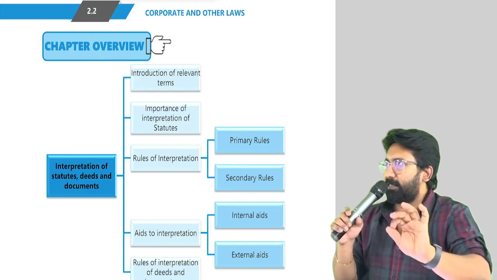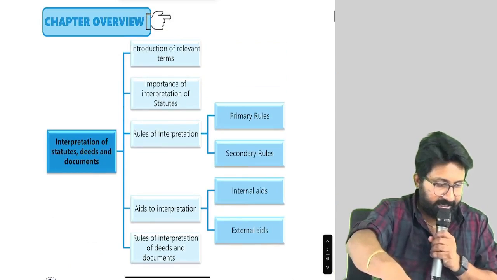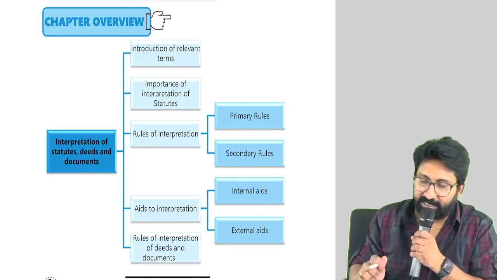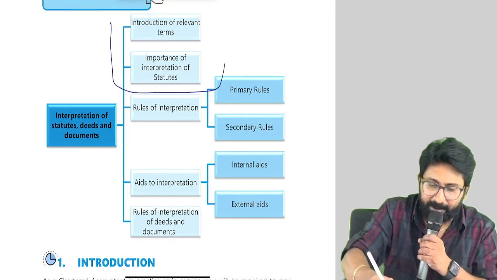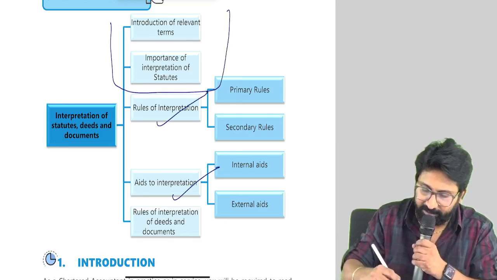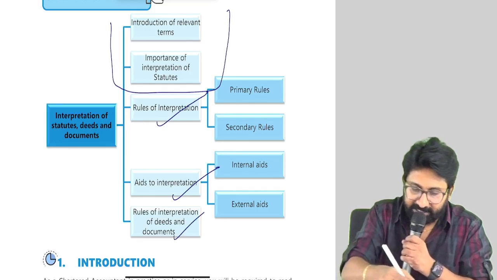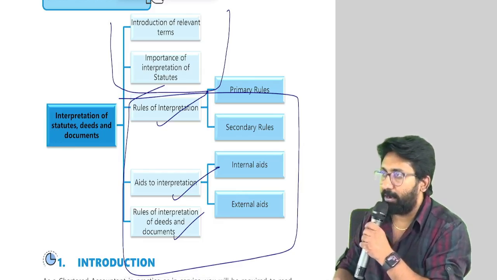Okay? First listen carefully. What are all the important things? See here, this is what I said. Even the study material said the same. The first two are only for self-reading purposes. Rules of interpretation, aid of interpretation, and other miscellaneous are the three areas we are going to cover now. Clear or not, everyone? Okay.